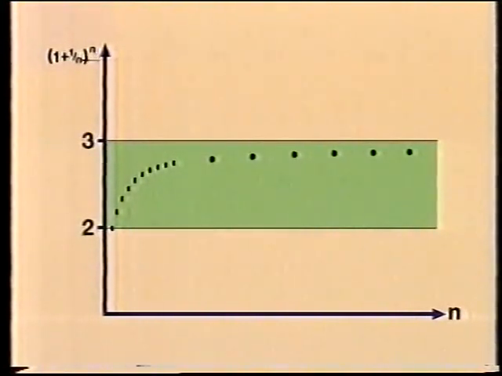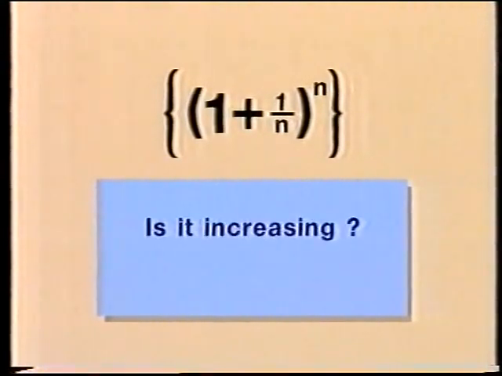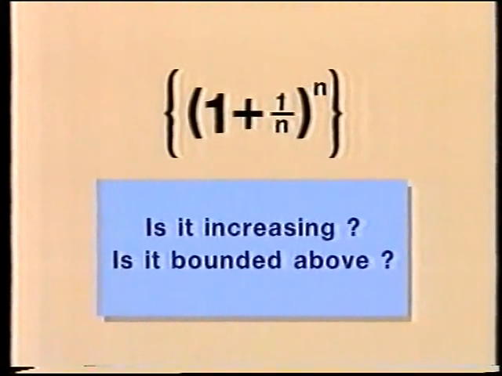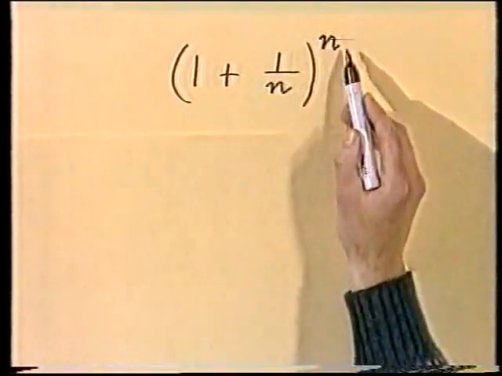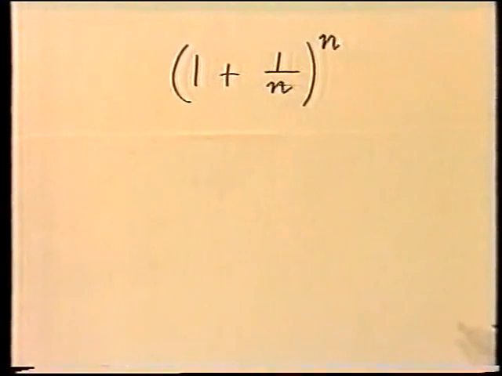So what do we need to check? First, is it increasing? And second, is it bounded above? Let's deal with the increasing part first. Well, we can expand (1 + 1/n)^n with the binomial theorem, and this is what we get.